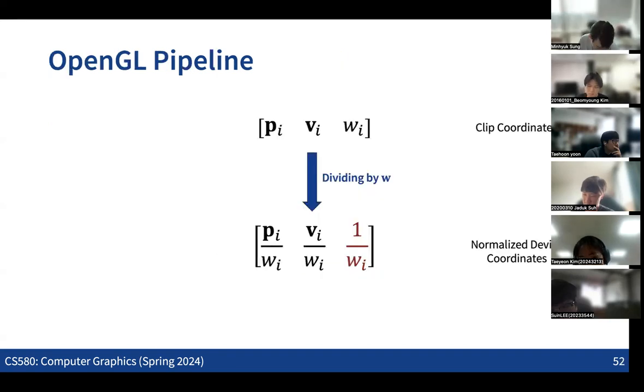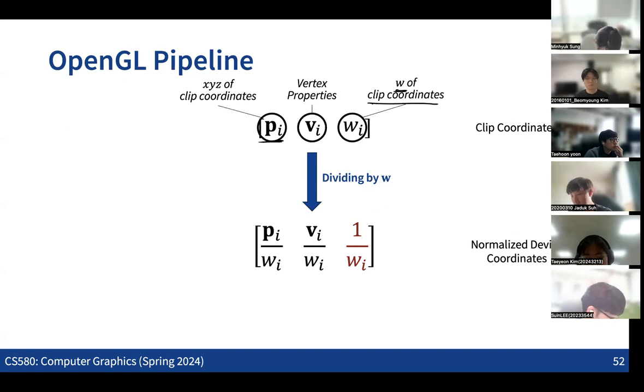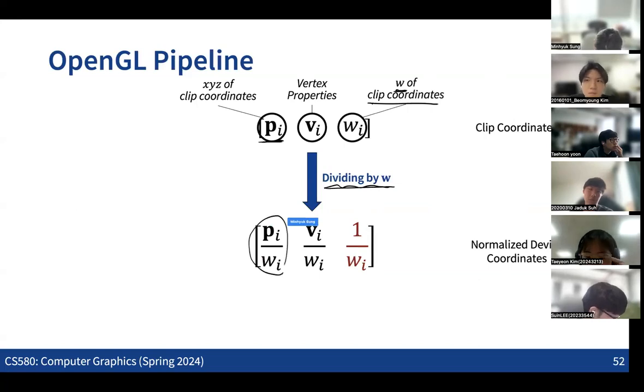rasterization. So if we look at some details of the clip coordinates in the OpenGL pipeline, we're going to have the XYZ coordinates of the clip coordinates and also the W part of the clip coordinates, and also some vertex properties that can be normal, color, depth, whatever. And then when you divide by W, this is not simply dividing by W. We're going to have some new coordinates divided by W here. And then we just keep this.